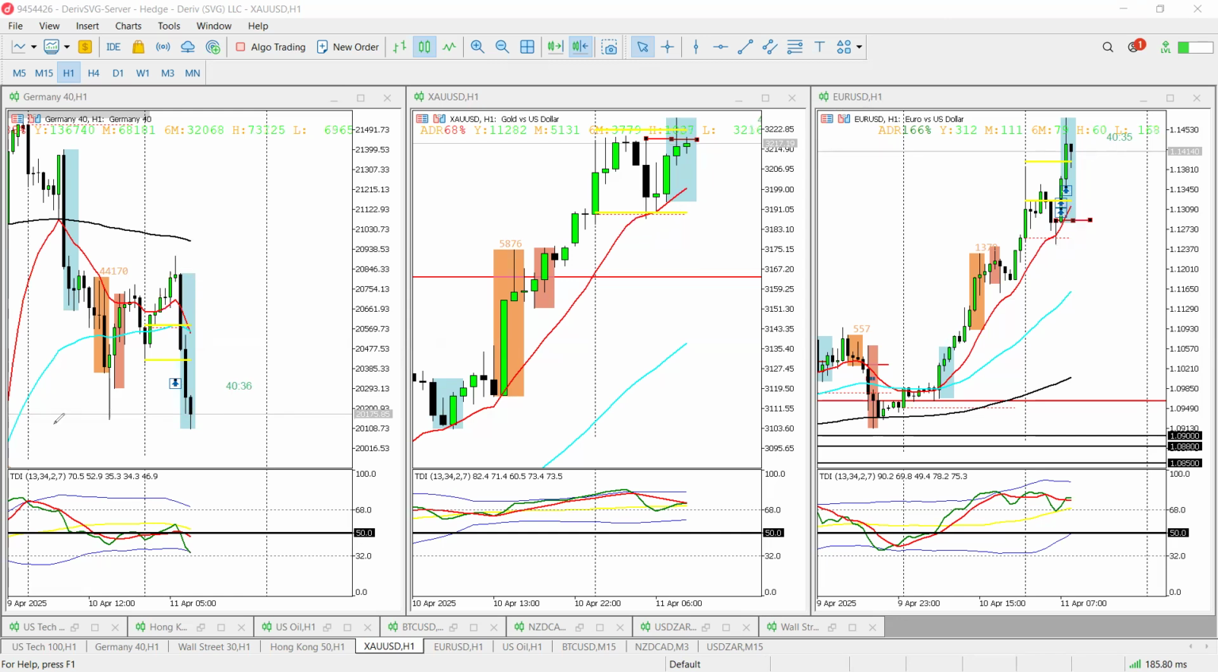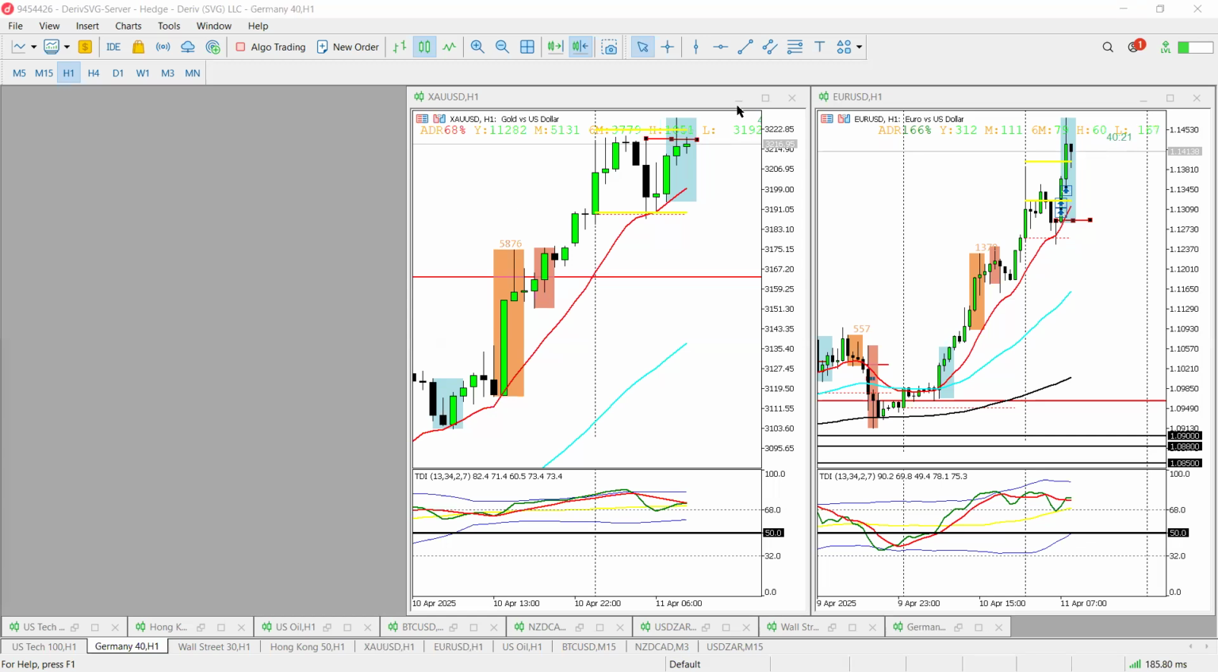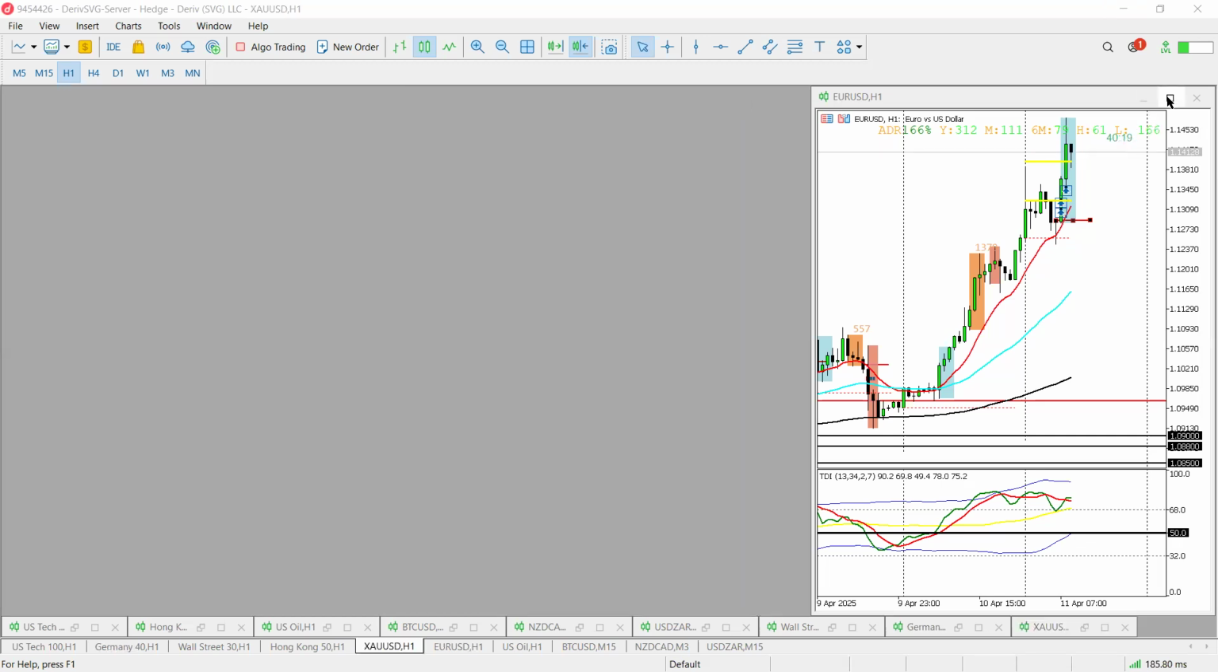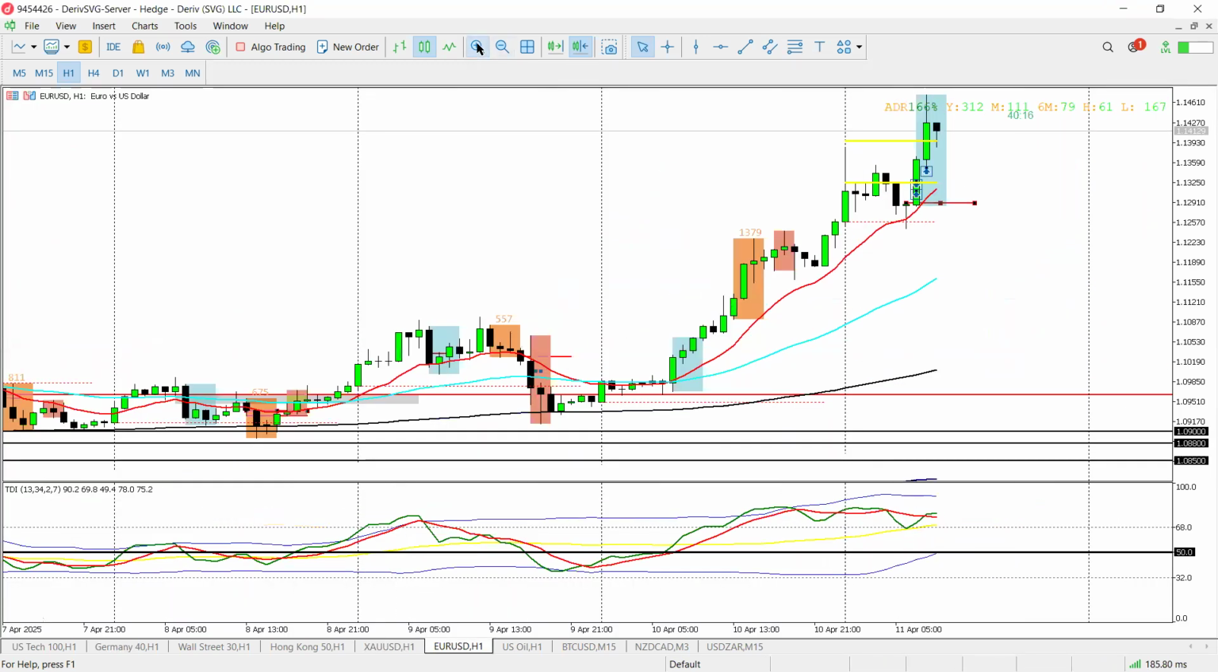So this is also something I want to highlight. If you are a day trader, you want to check your watch list first and look for something which has got a pattern which resonates with you. So German 40, I took it off, gold, I took it off, and I focused on Euro USD.